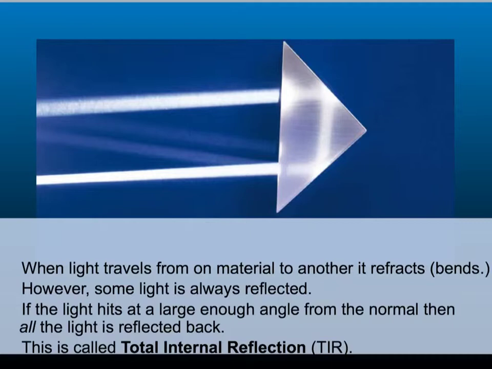Okay, so now we've talked about refraction and dispersion, we're going to talk about total internal reflection. When light travels from one material to another, it refracts or bends. However, some of the light is always reflected from the surface of the material. If the light hits at a large enough angle from the normal, then all of the light is reflected back in. So none of it can pass through and be refracted out. This is called total internal reflection.